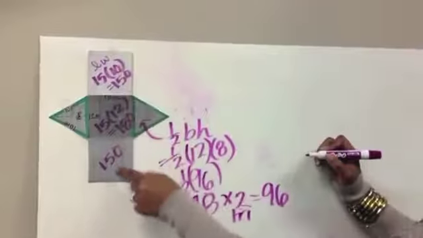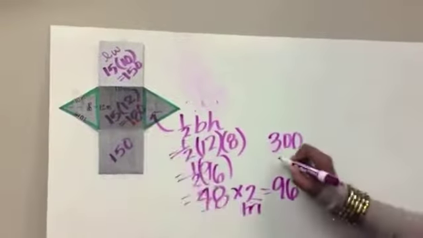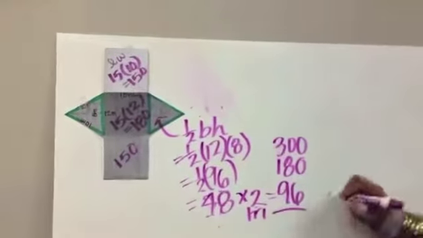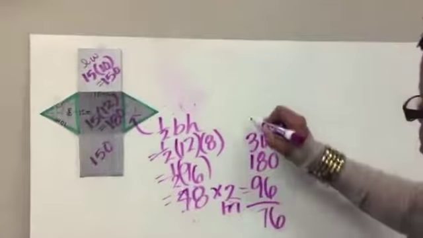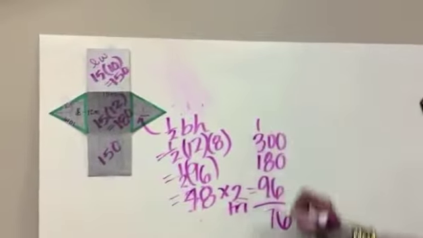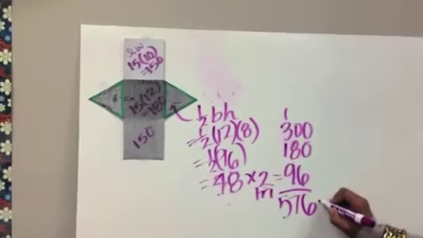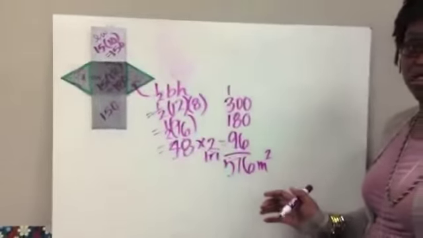So I'm adding, let's see here, 150 times 2, so 300, plus that face of 180, and my 96. So 6 there, 17, carry the 1, 3, 4, 5, 576 meters squared then would be my total surface area.